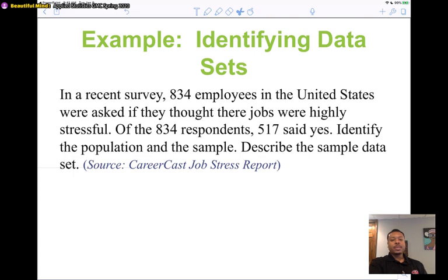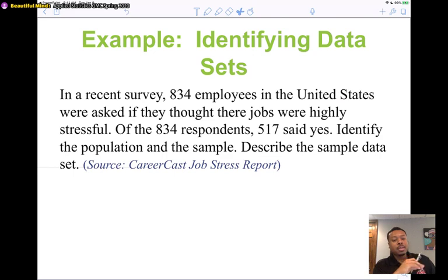So for instance, in this example, it says, in a recent survey, 834 employees in the United States were asked if they thought their jobs were highly stressful. Of the 834 respondents, 517 said yes. Identify the population and the sample, and describe the sample data. So let me pause for a moment. What do you think is the population of this information? While you think about that question, I'm going to read it one more time.